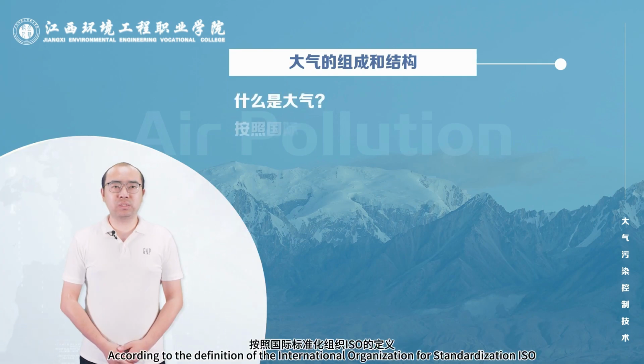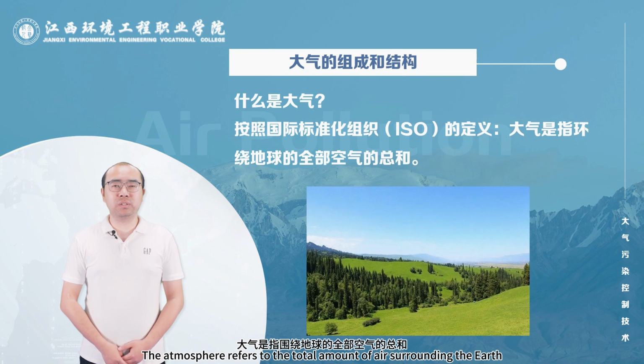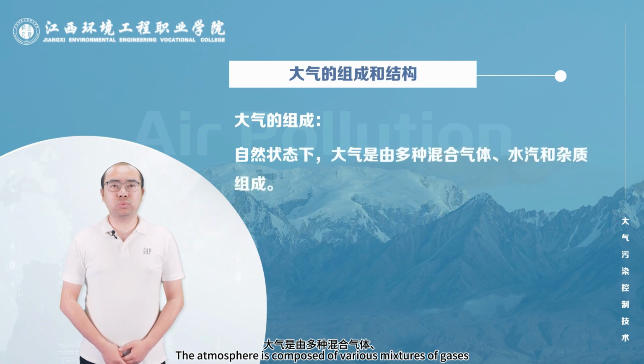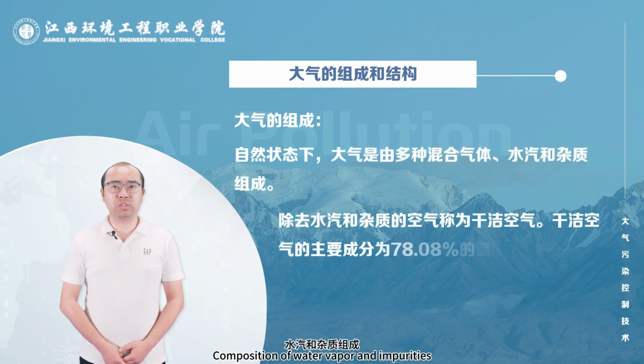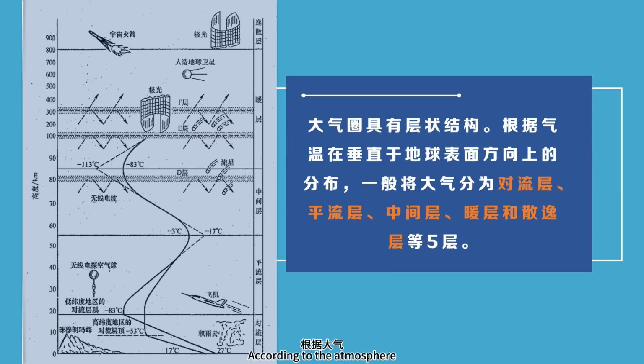According to the definition of the International Organization for Standardization (ISO), the atmosphere refers to the total amount of air surrounding the Earth. In its natural state, the atmosphere is composed of various mixtures of gases, water vapor and impurities. The atmosphere has a layered structure, according to its distribution in the direction perpendicular to the Earth's surface. Generally, the atmosphere is divided into 5 layers: the troposphere, stratosphere, middle layer, warm layer, and escape layer.